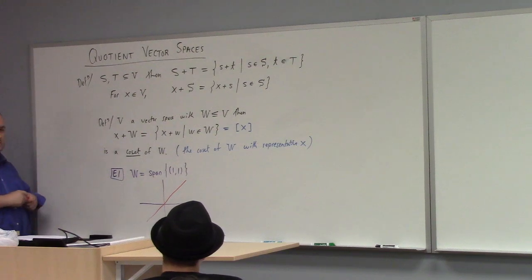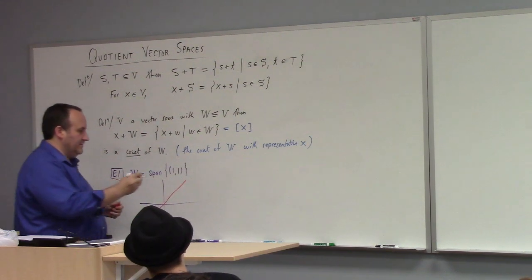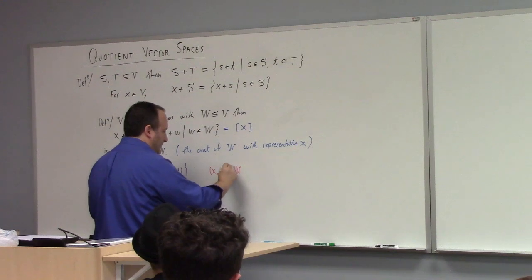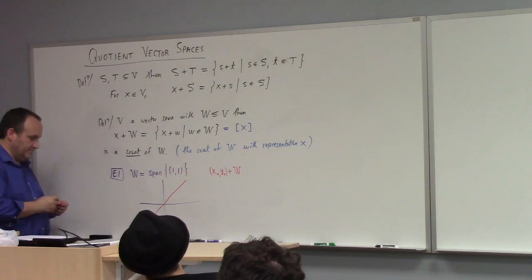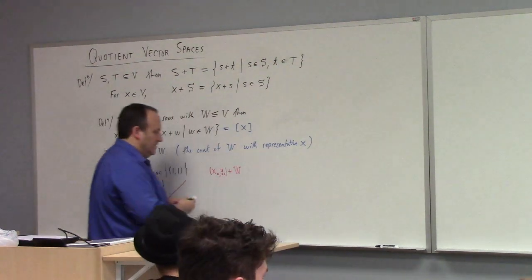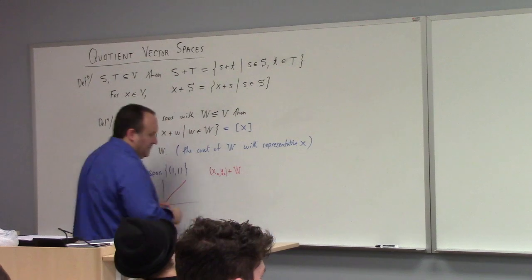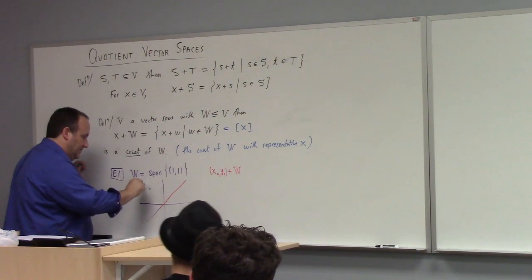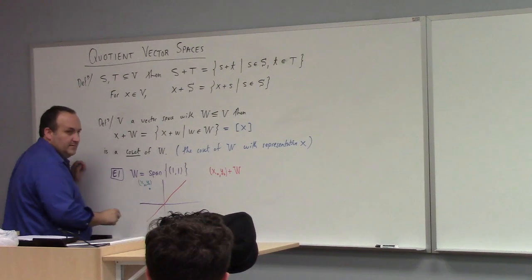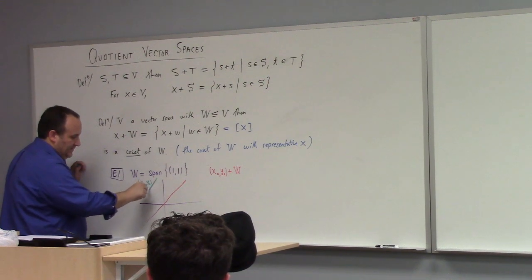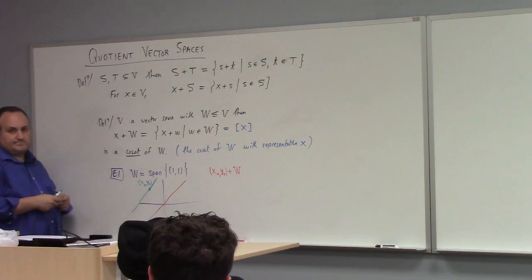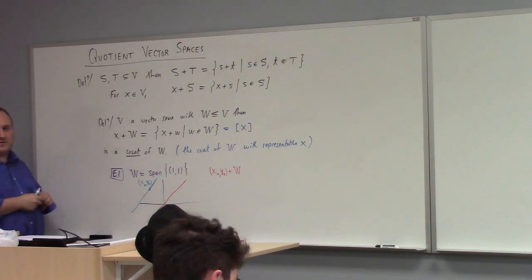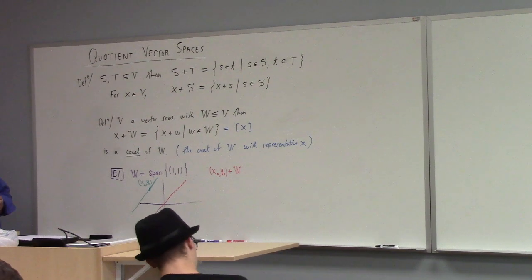And then what are the cosets? If I look at (x naught, y naught) plus W, what's that give me? I'll make that one blue. Maybe this point right here is the point (x naught, y naught). Then the coset is going to be the parallel line that goes through that point. And so the cosets of W are a family of parallel lines, so-called parallel translates of the subspace.